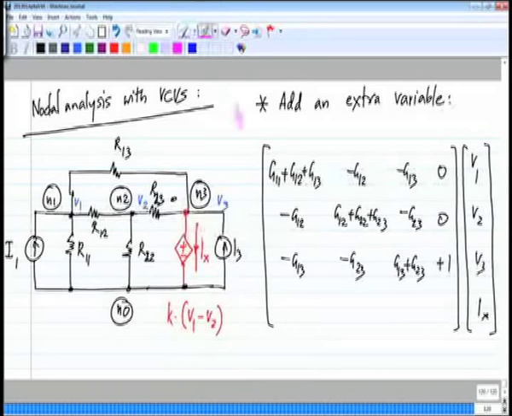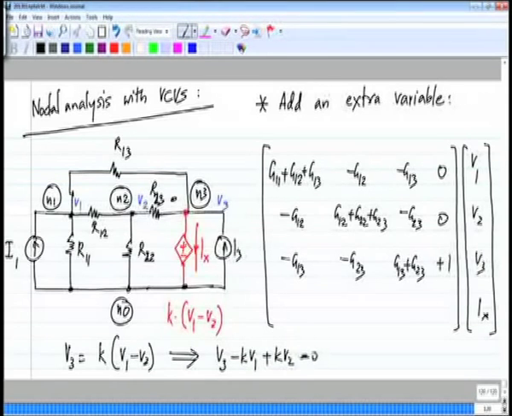And finally, I have to write the equation for the dependent source. Now, in case of the independent source, we wrote, for instance, V3 minus V2 equals V0, and the independent source value was on the right hand side. In case of the dependent source, V3 equals K times V1 minus V2. But V1 and V2 themselves are variables, so we take it over to the left hand side. All the variables will be on the left hand side. So V3 minus KV1 plus KV2 equals 0.